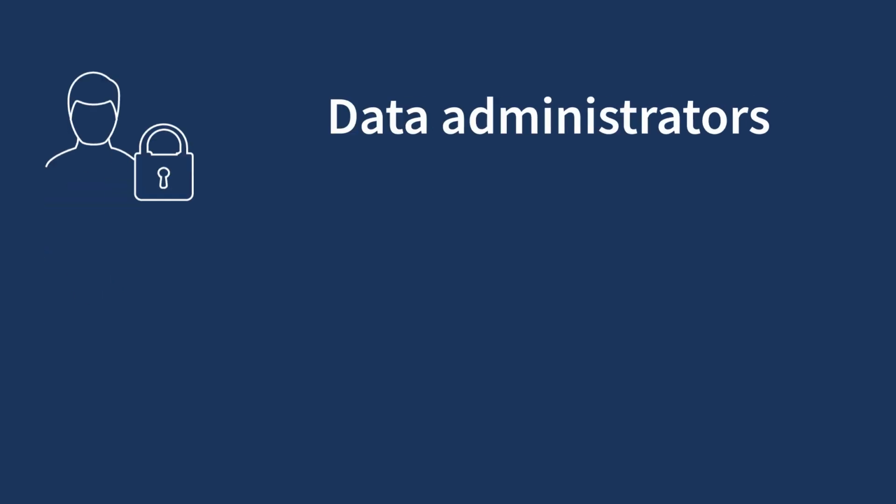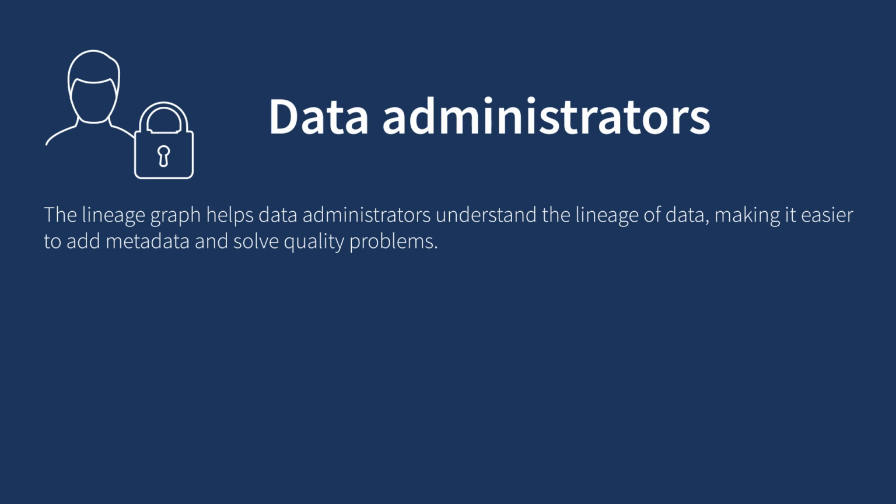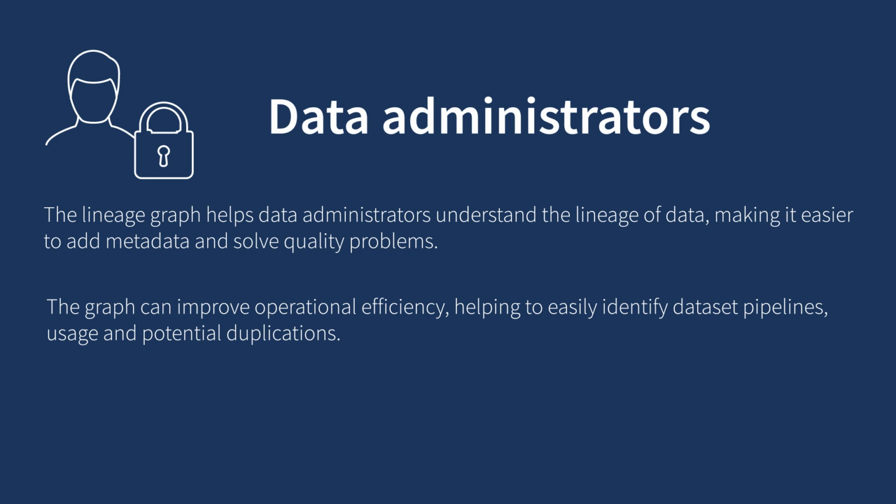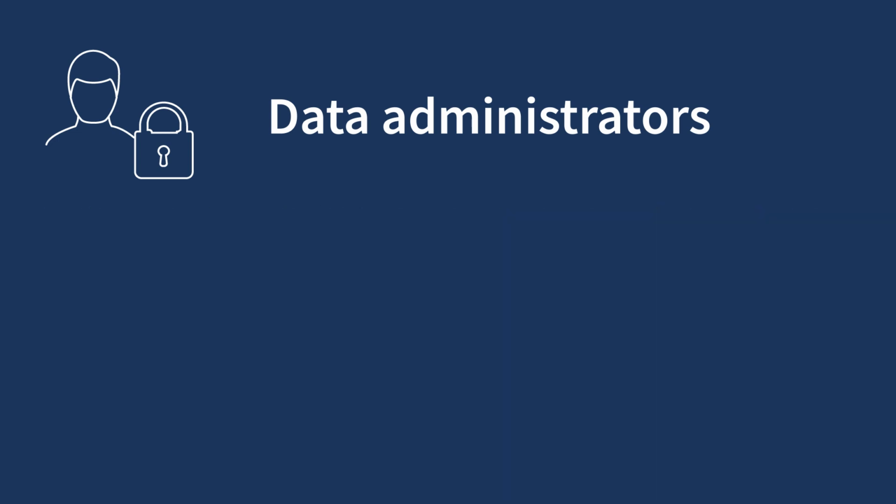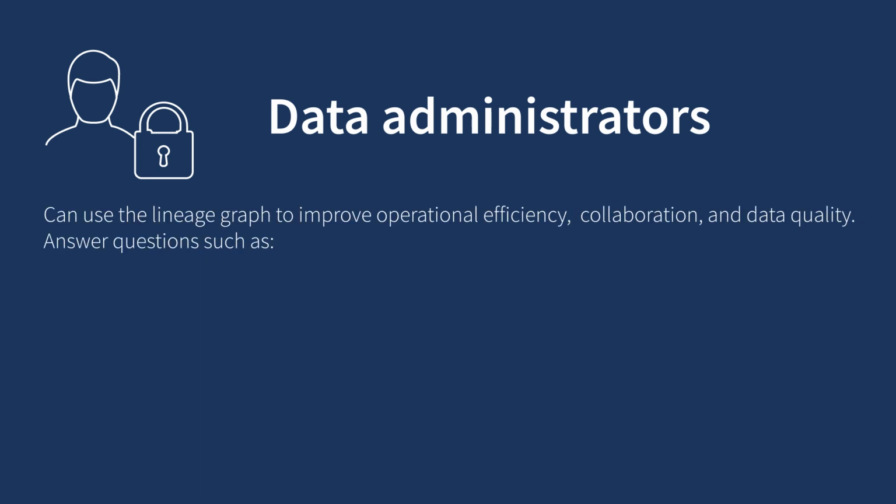Data administrators. The lineage graph helps data administrators understand the lineage of data, making it easier to add metadata and solve quality problems. The graph can improve operational efficiency, helping to easily identify dataset pipelines, usage, and potential duplications. Data administrators can use the lineage graph to improve operational efficiency, collaboration, and data quality.